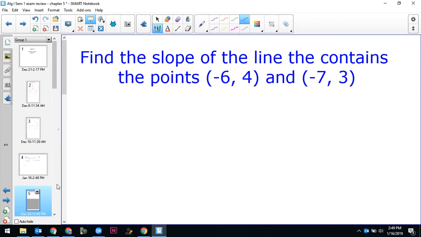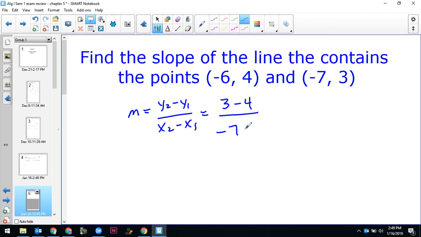All right, so let's take a look here. I'm just going to go through the problems that I would have gone through if I was there with you. Find the slope of the line that contains these points. Now remember that the slope formula is y2 minus y1 over x2 minus x1. Maybe something that you might want to put on your note card. So we say 3 minus 4 over -7 minus a -6. Okay, remember y2 minus y1, 3 minus 4 over x2 minus x1, -7 minus a -6.